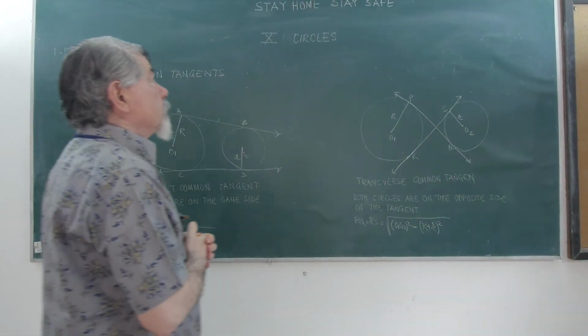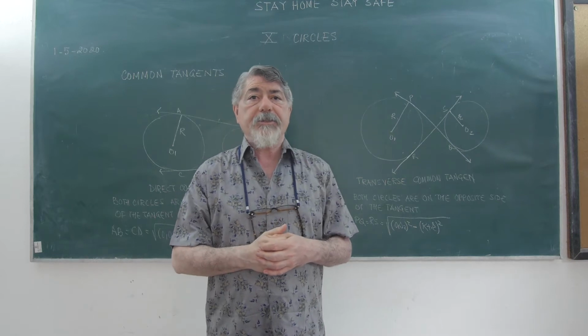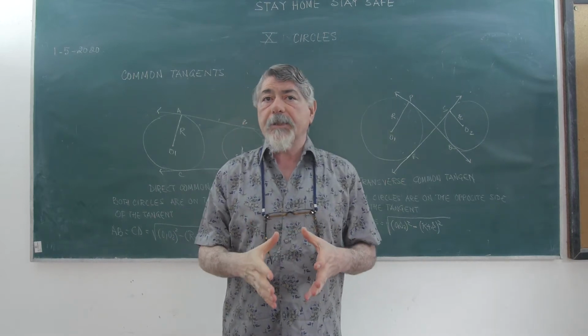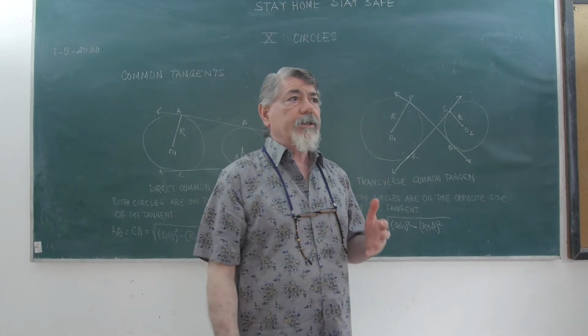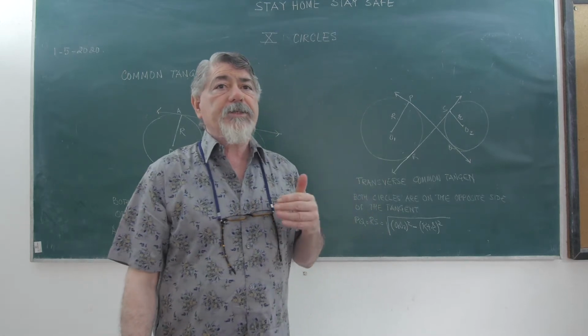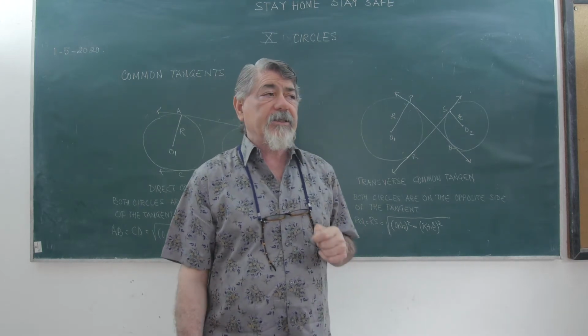Good morning, class 10th. Today we are going to talk about common tangents. When the word common comes, that means there have to be two things. Here we are talking of a tangent which is common to two circles, and there are two possibilities in that case.